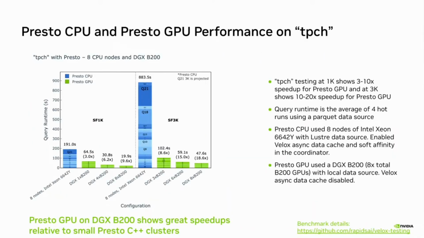So to give a little bit more detail about the TPCH 1K and 3K picture, I have some CPU runs here with 8 nodes running versus a Lustre data source, and we're running it as hot as we can with the async data cache and soft affinity and discarding the first run and all that. And then I'm comparing it to a few different GPU counts running the same workload.